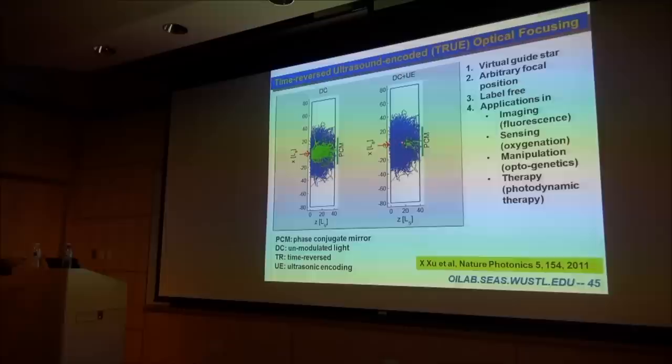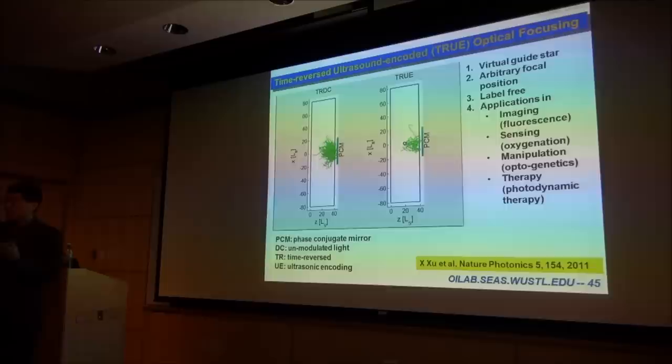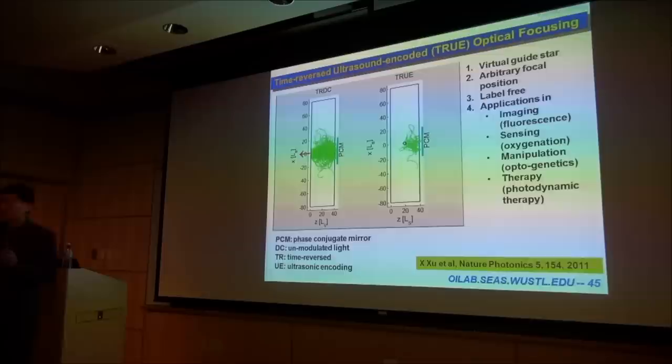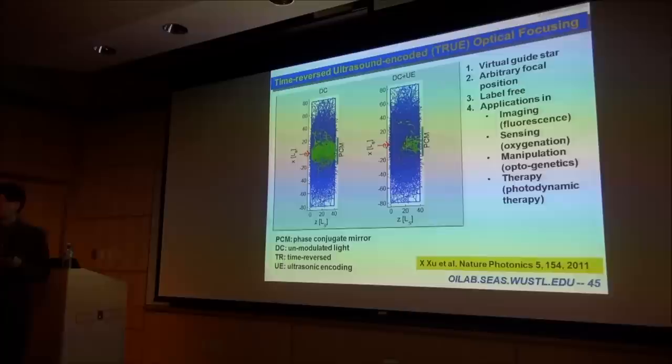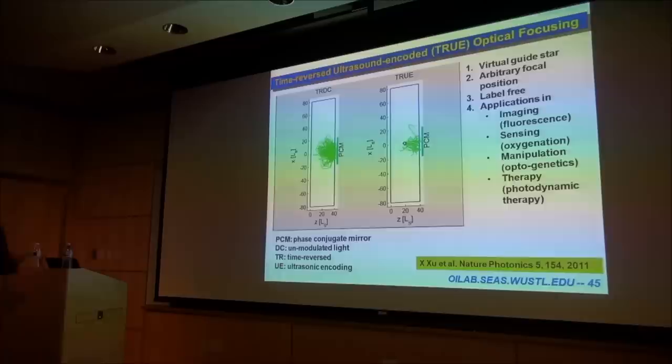Coherent laser light can be modulated by this ultrasound wave, the ultrasound focus beam. That tags photons by shifting the frequency of the light beam. Outside the tissue, we use a phase conjugate mirror that only receives the frequency shifted component of the light. Now we time reverse it back. That time reversed version will reach the ultrasound focus.